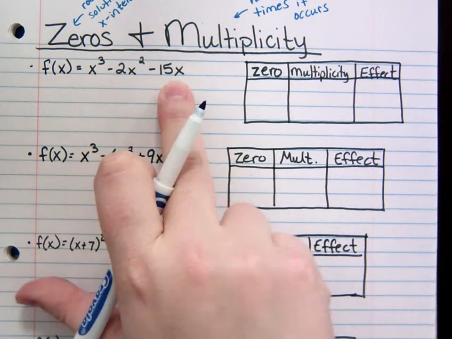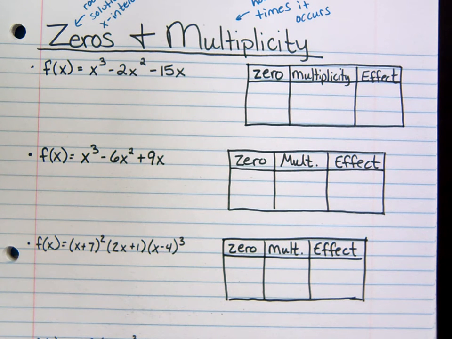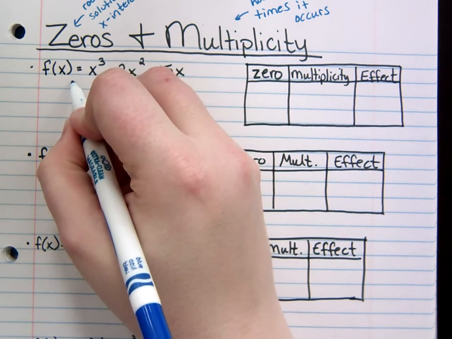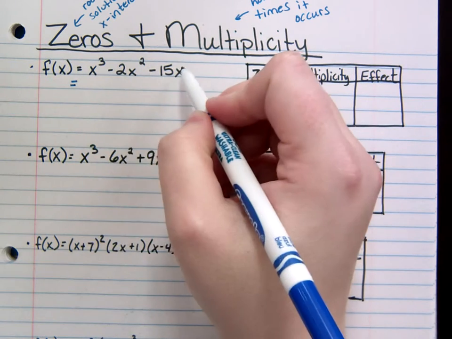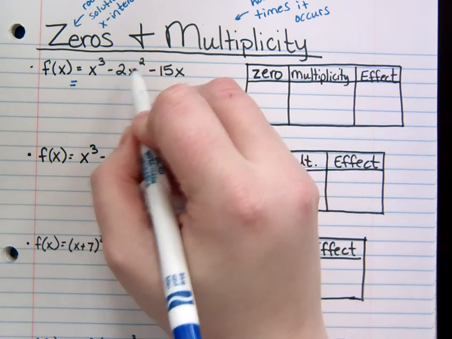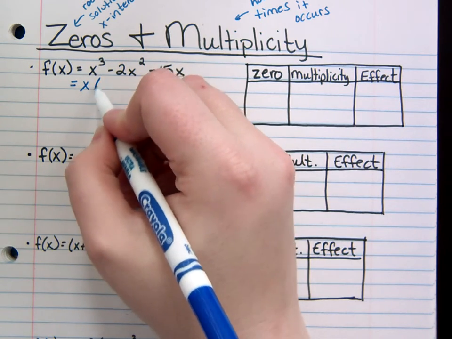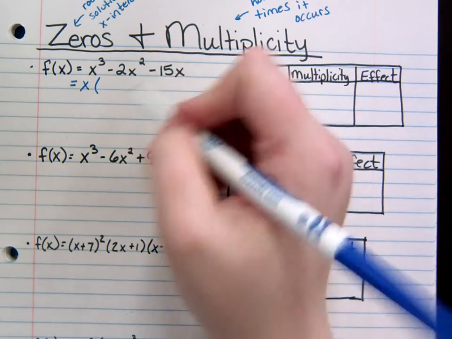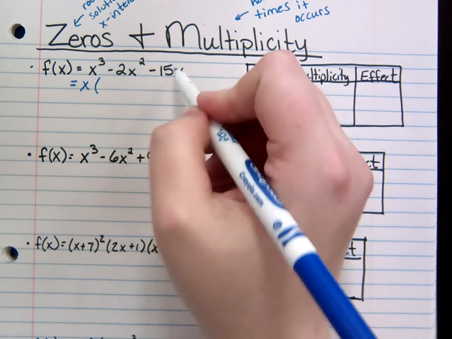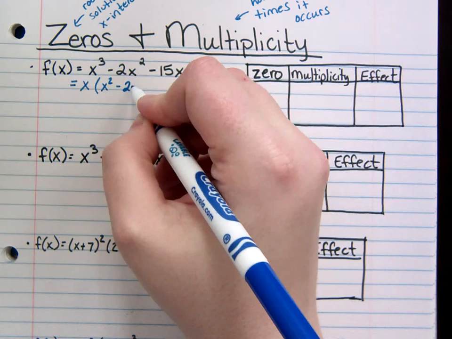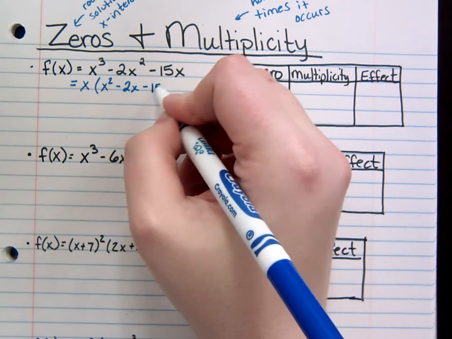Now, if you're given a polynomial and you want to find what the zeros are, you want to start by factoring the polynomial. So in this case, we start by finding the greatest common factor, which is going to be x, because every term has at least x to the first power. So I'm going to take that out from every term. When I say take it out, I mean I'm dividing every term by x, which leaves me with x squared minus 2x minus 15.